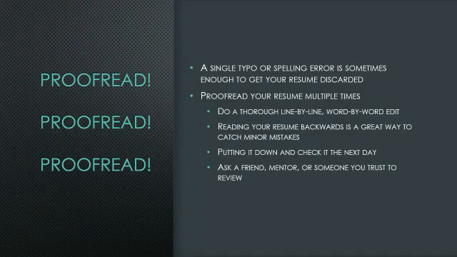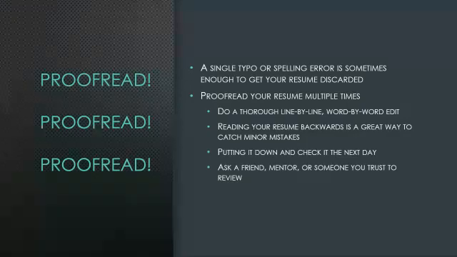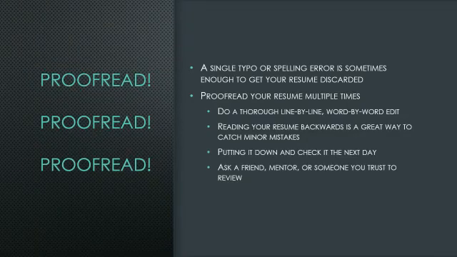Proofread, proofread, proofread. A single typo or spelling error is sometimes enough to get your resume discarded. And that's the last thing you want to happen. You may have heard the term round file. Now, employers aren't supposed to do this, but the unofficial thing is that if you got a resume that you don't like for some reason or other, say the spelling was horrendous or they just used improper grammar, they're going to round file it, which means they're going to toss it, recycle it, or throw it away. We don't want employers doing that with the resume that you put together.